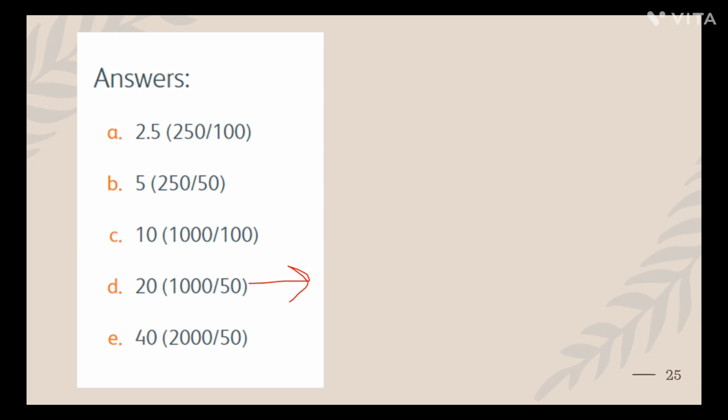And the actual formula for number needed to treat is equal to 1 by absolute risk reduction. And what is the absolute risk reduction here?